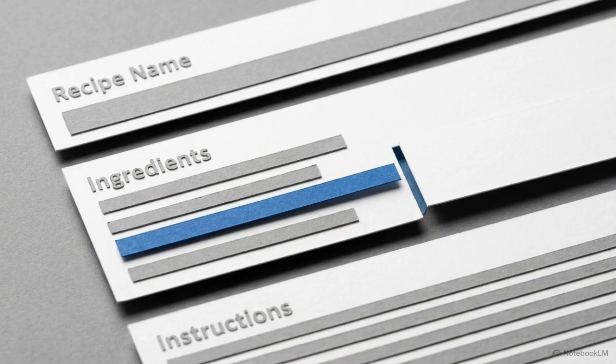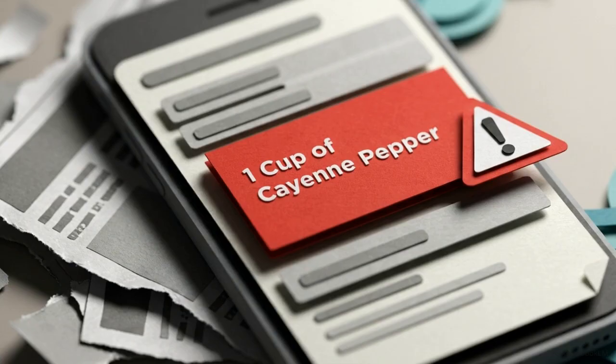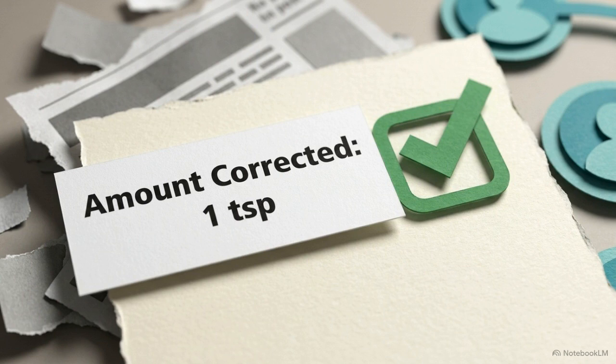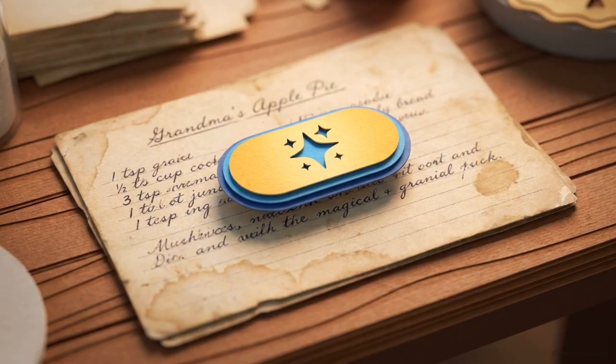Before anything is permanently saved to your database, the system presents the extracted data in an editable form. You have a chance to review the numbers and correct any AI hallucinations, like making sure the recipe asks for a teaspoon of cayenne pepper rather than a cup. If you're working with an older, vague family recipe, you can click Complete with AI.